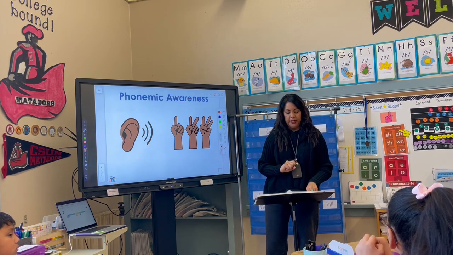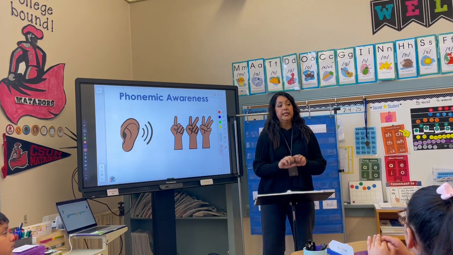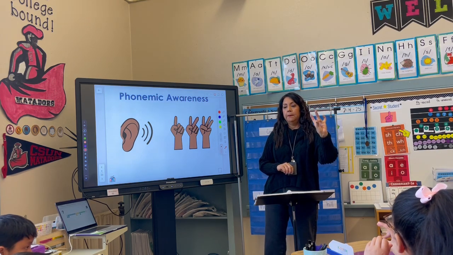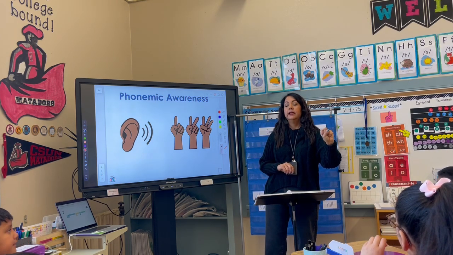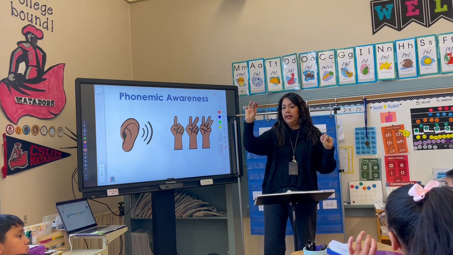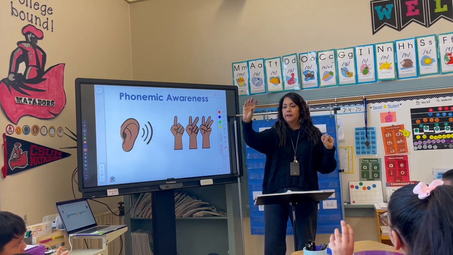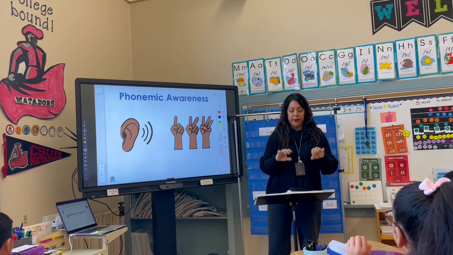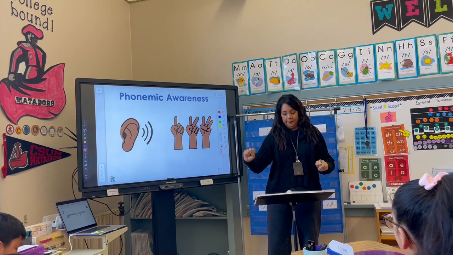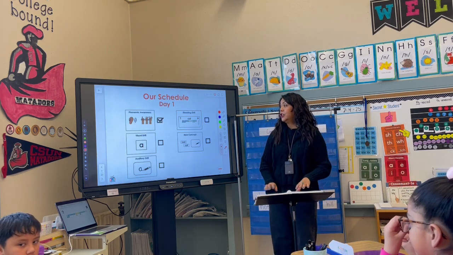Okay, let's try another one. Himself. We're going to separate the parts. Ready? Now let's separate the other part. Excellent. So we took himself and we separated him and self. Excellent job. We finished our phonemic awareness.